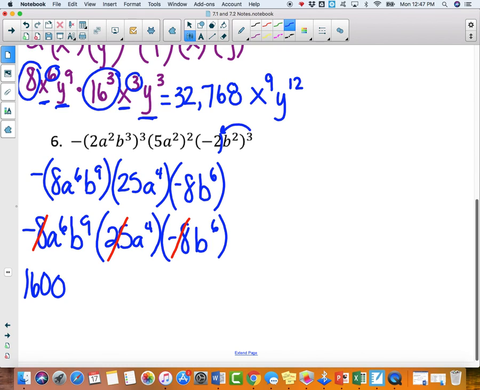Let's see, a to the 6th plus a to the 4th becomes a to the 10th. B to the 9th plus b to the 6th becomes b to the 15th. And that's it. There you have it.